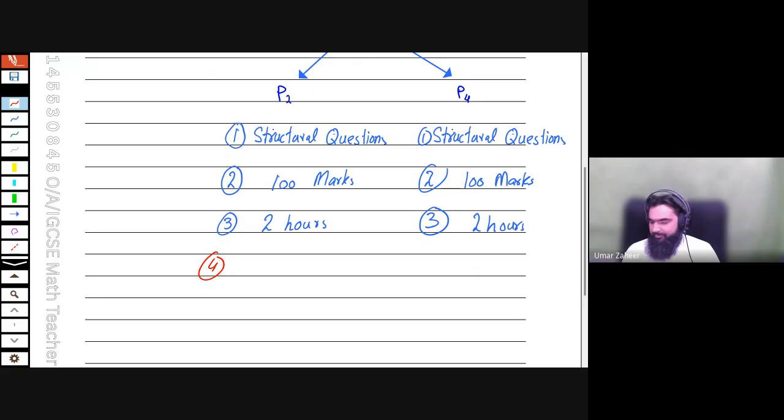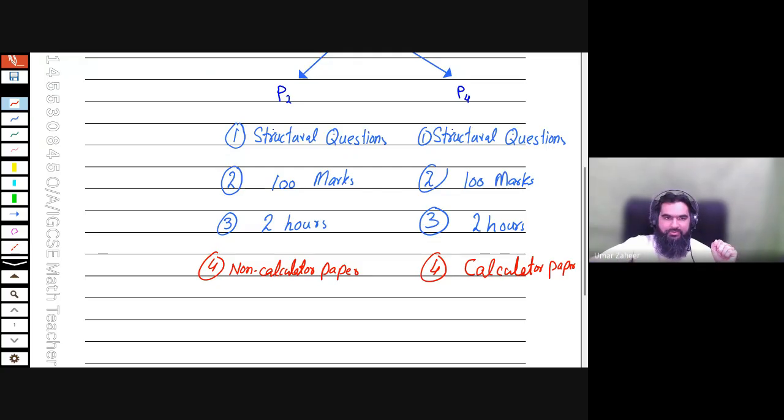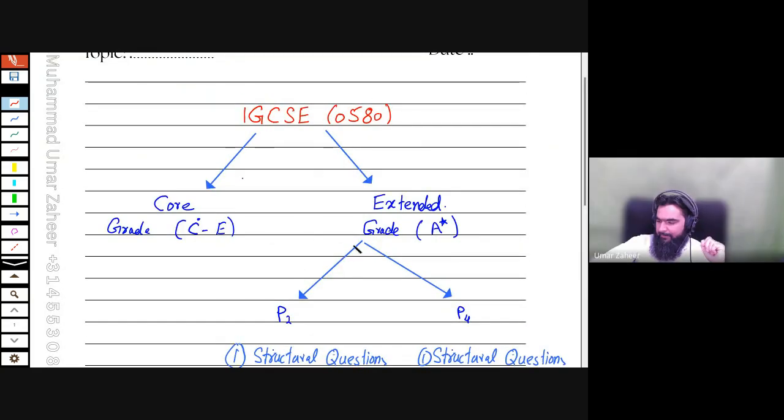There is one major difference here, that is, paper 2 is a non-calculator paper, and on the other hand, paper 4 is a calculator paper, or the calculator is allowed in this paper. Yes, everyone. Any question till here? No, sir. All right. Okay.